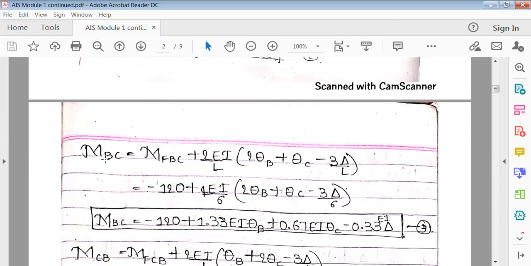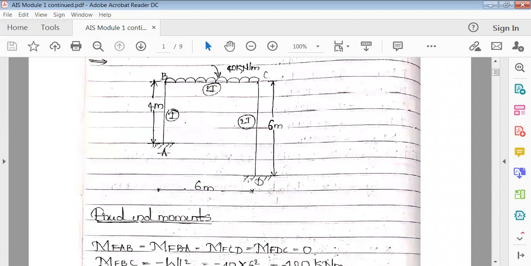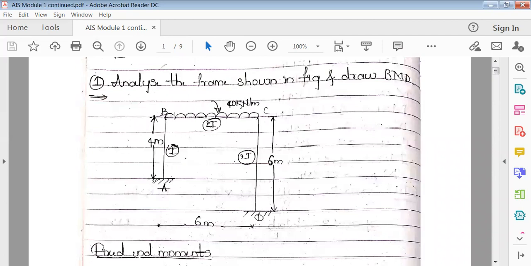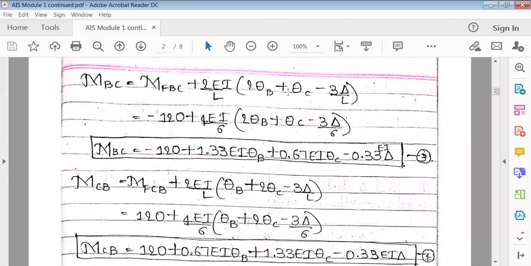Okay. Next, MBC. For MBC, there is a load here, so we have already got MFBC plus 2EI by L, then B is 2 times theta B plus theta C minus 3 delta by L. Substitute all the values here. Here theta B and theta C both will exist, because only ends A and D are fixed, so theta A and theta D would be 0. But these are intermediate supports, so that's why theta B will exist and theta C also will exist. That's how we write it. So keep MBC in this form: theta B, theta C, then this delta value. Okay, keep it in this form.